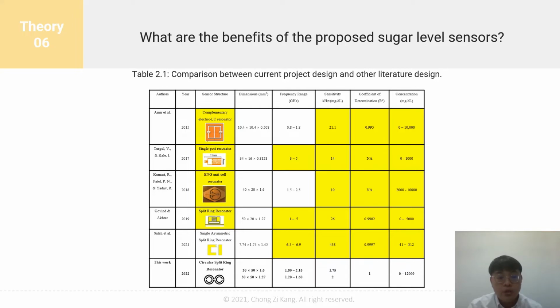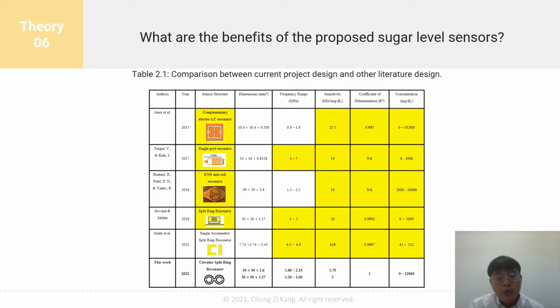professional VNA to measure. This means that the planar microwave sugar level sensor in this project can be taken anywhere because the VNA is small enough to fit in a pocket, and on the contrary, the sugar level sensors proposed in other literature are non-portable as the size of the professional VNA is large. It is also important to note that this project's planar microwave sugar level sensor has better accuracy and sensitivity, which is in kHz per milligram per deciliter, than the sugar level sensors proposed in other literature, which are in megahertz per milligram per deciliter.